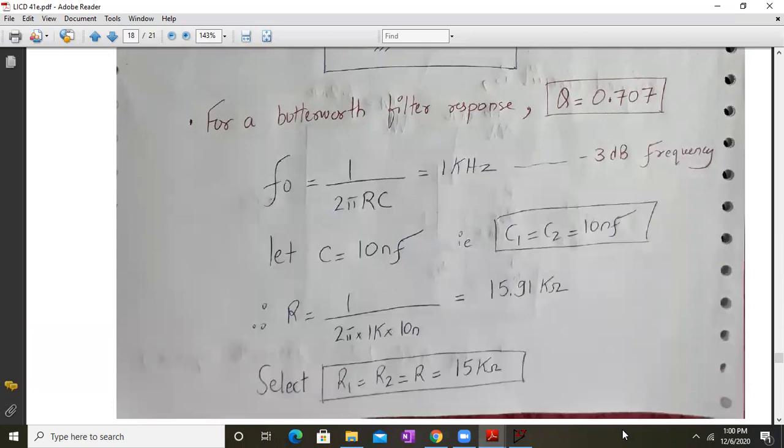So f0 is 1 kilohertz, so 1 upon 2 pi RC. Let's substitute the value of C as 10 nanofarad, so C1, C2 will be 10 nanofarad. So we calculate the value of R. R came out to be 15.91 kilo ohms. So we select the standard value R1, R2 equal to R equal to 15 kilo ohms.